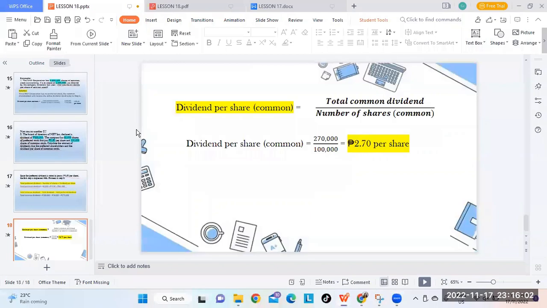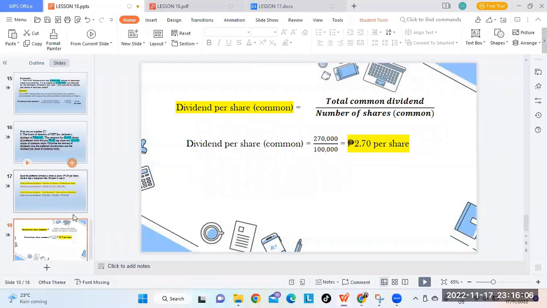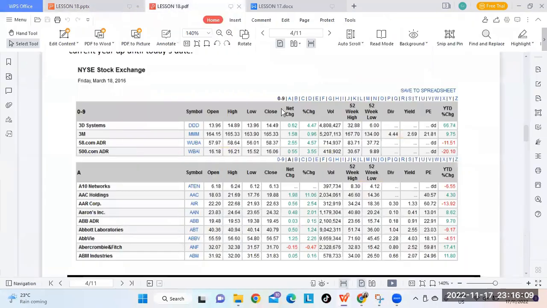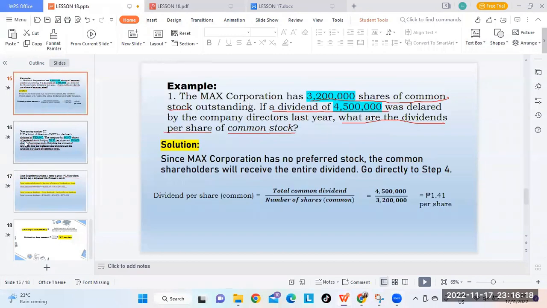Okay, so that's for problem number 1 and problem number 2. So, ganun lang. Intindihin nyo lang mabuti yung given problem. Kung ano yung hinahanap.